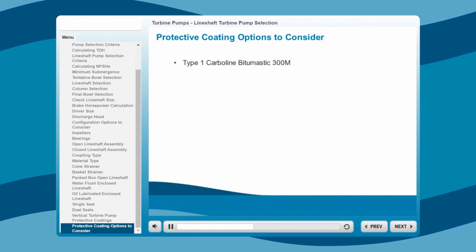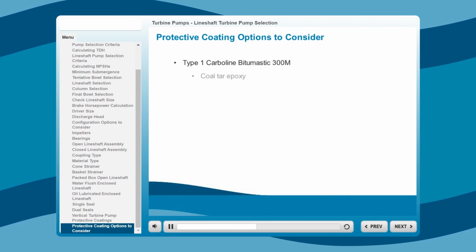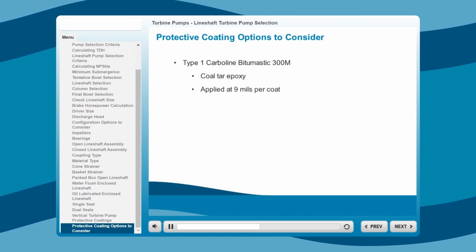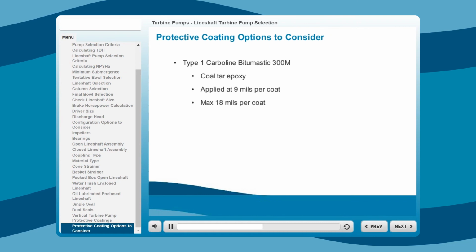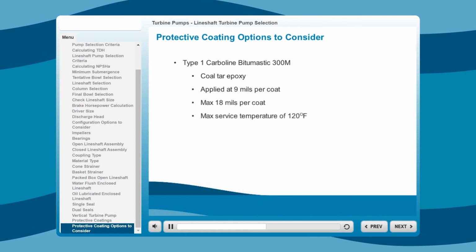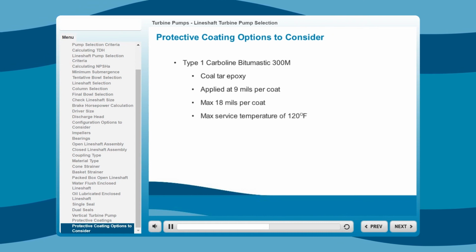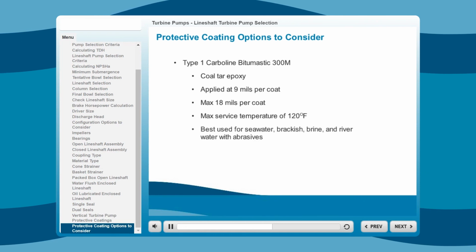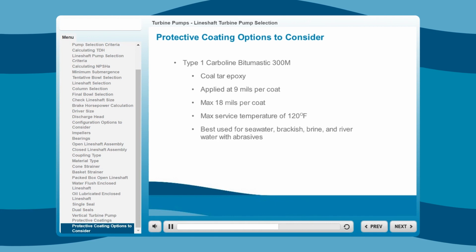Type 1 Carboline Bitumastic 300M is a coal tar epoxy applied at 9 mils per coat with a maximum of 18 mils. It has a maximum service temperature of 120 degrees Fahrenheit. This is best used for seawater, brackish, brine, and river water with abrasives.